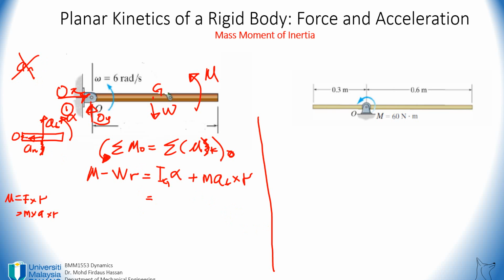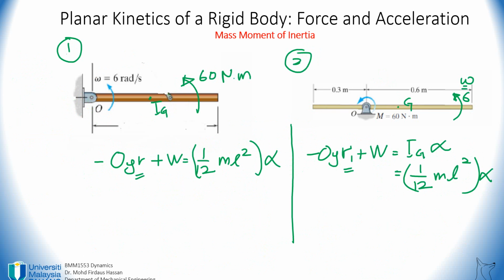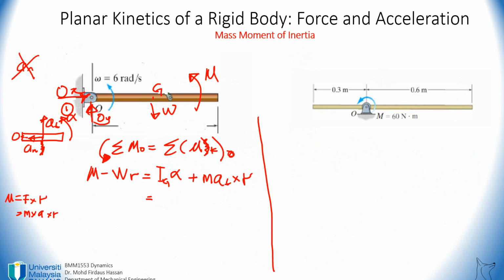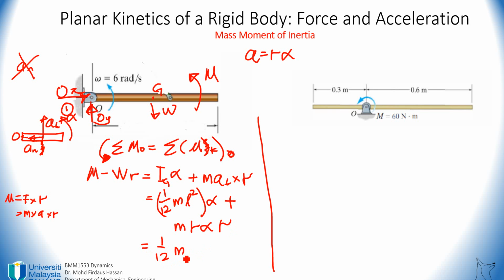So here, what is IG? If you go to the previous one, IG is 1 over 12 ml square times alpha, plus, what is m? m is mass times at. at is r alpha. So you will have 1 over 12 ml square alpha plus m r square alpha. Okay, easy.